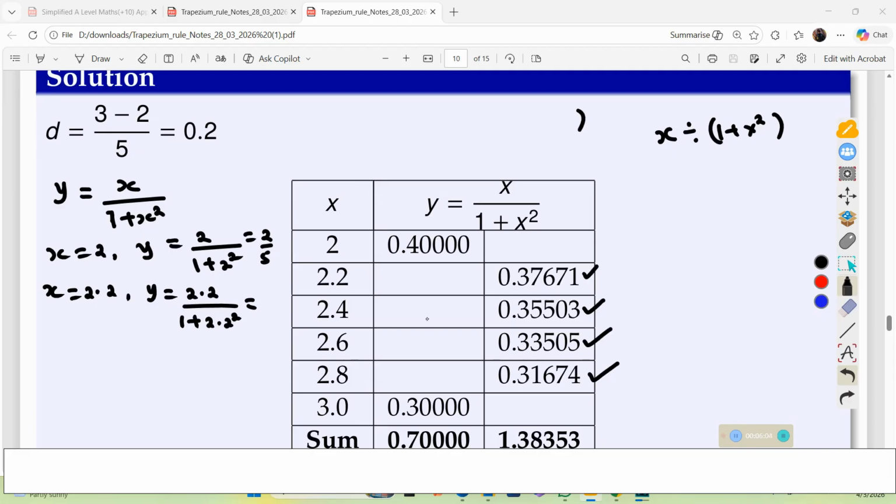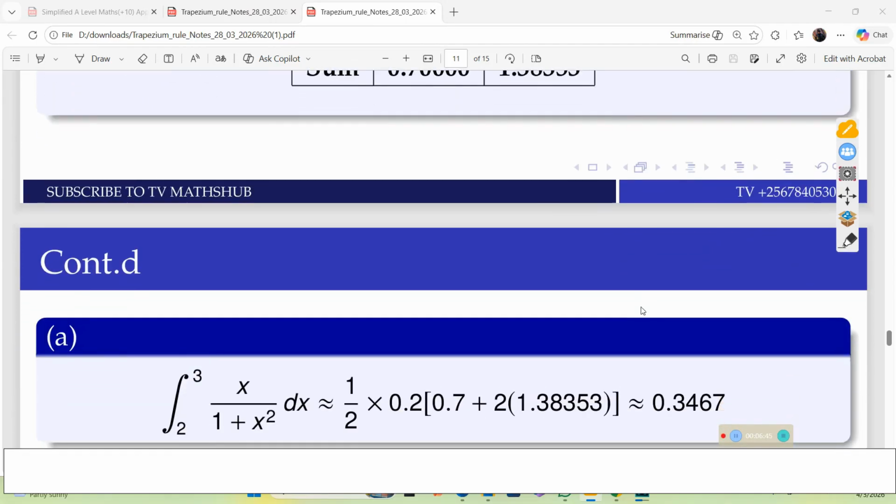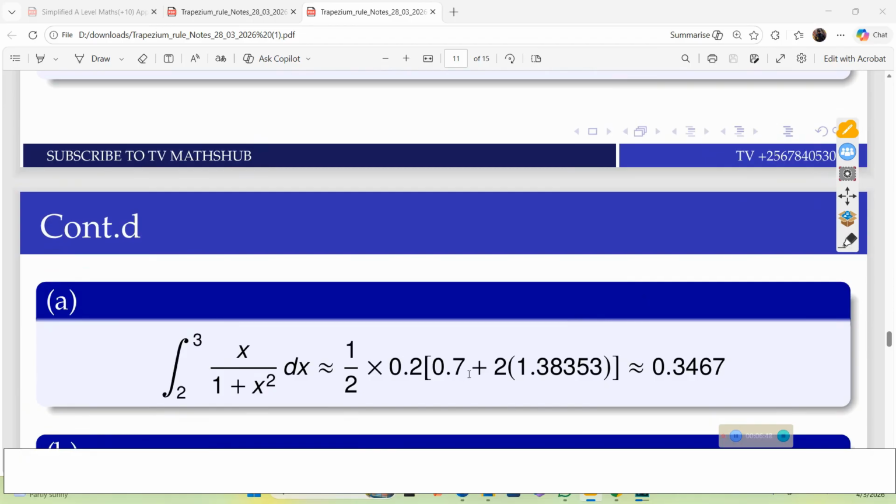So add 0.4 with 0.3, you get 0.7. So having got the sum here, simply substitute in the area, which is approximately equal to a half times d, your d is 0.2, times, now put brackets 0.70000, add there 2 times this value, 2 times that value, and then simplify this and get the value of the area. So from there you'll be able to get the area. So the area will be the same as a half times 0.2 into 0.7 plus 2 times this given expression.